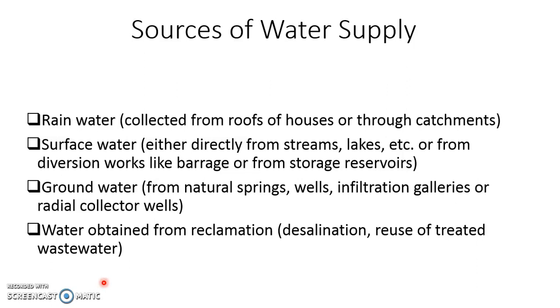Now let's start with the sources of water supply. As told earlier, there are basically 4 sources of water supply. First of all, there is surface water and the other one is groundwater or subsurface water. Then we have rainwater collected from roofs of houses or through catchments.